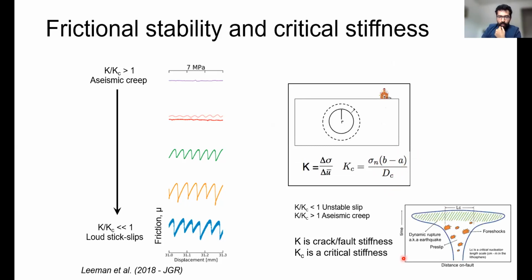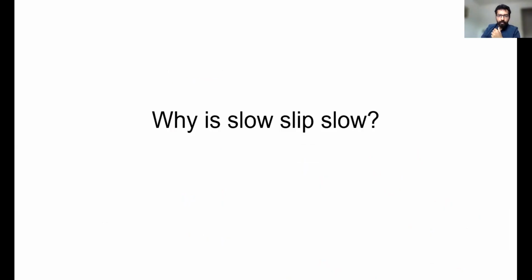So another way to think about K sub C is simply as the reciprocal of this LC or the H star term. So Kc is a critical stiffness, whereas Lc is a critical nucleation length scale, and they have opposite effects on the rupture energetics. So the question that I'm asking in the second part is simply, why is slow slip slow?